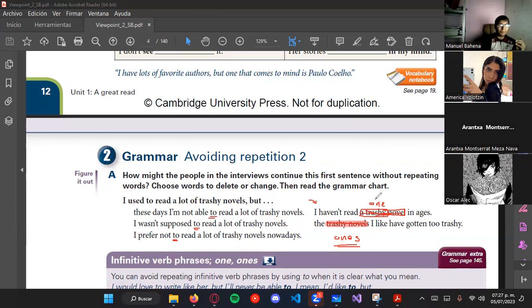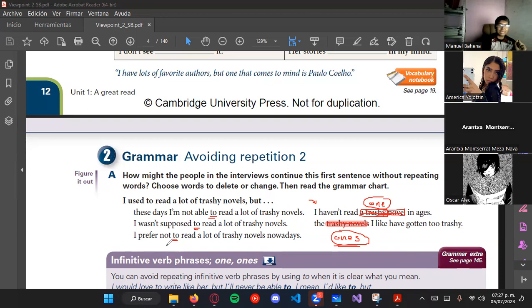Okay, I don't remember who asked me before about the difference between one and ones. No recuerdo quién me lo dijo. I think it was you, Jorge. Creo que fuiste tú, Jorge, or Irving. No recuerdo, uno de ustedes dos creo que me preguntó acerca de la diferencia entre one y ones. Here it is. ¿De acuerdo? Aquí es donde lo vemos.